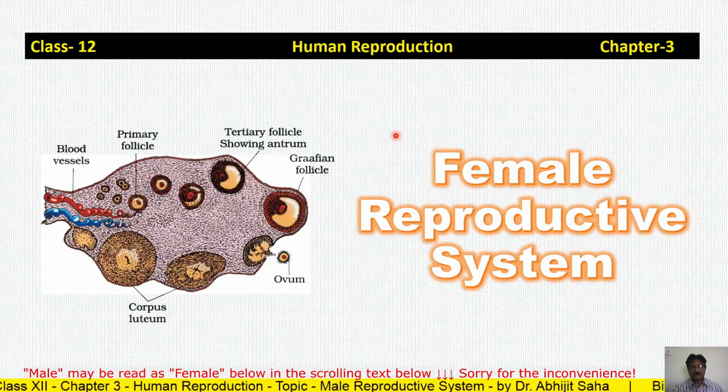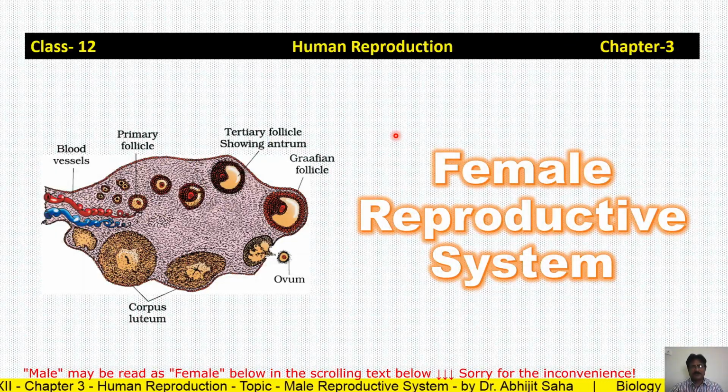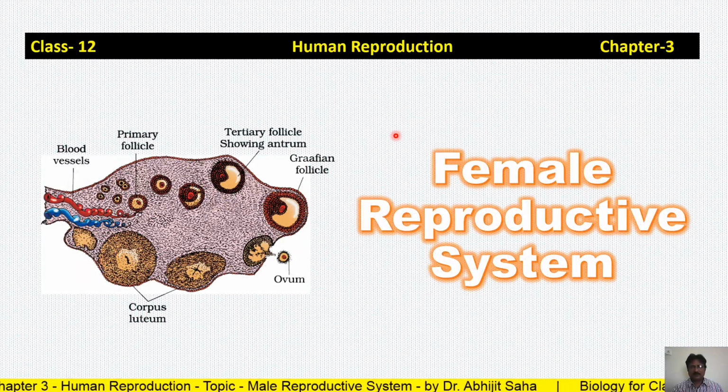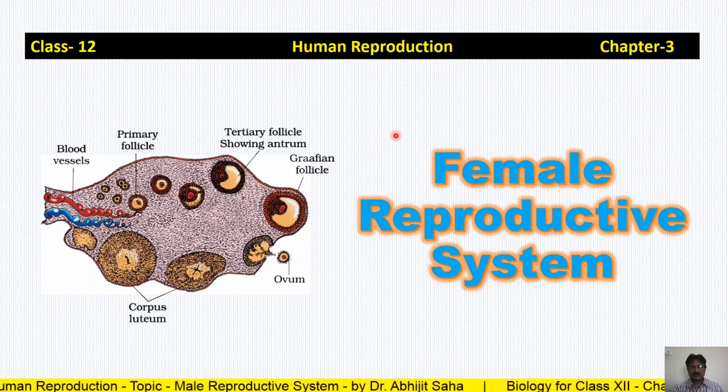Hello friends, welcome to my biology class. Today's topic is the female reproductive system. This is in chapter 3, human reproduction, for class 12.